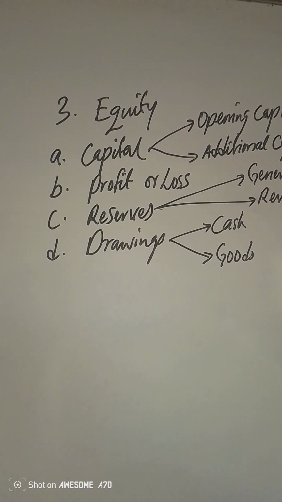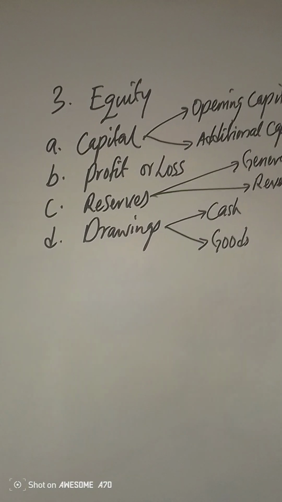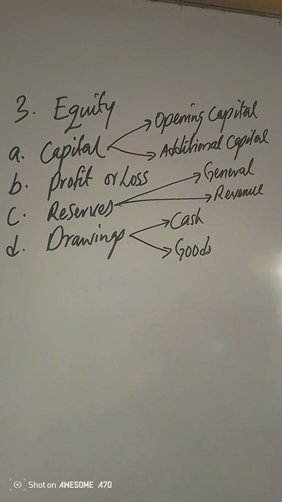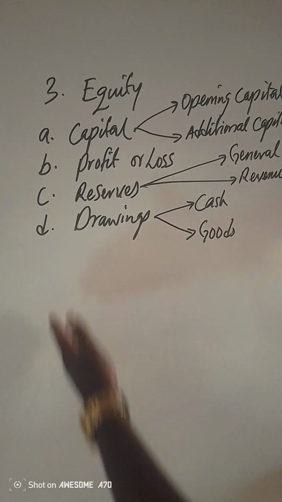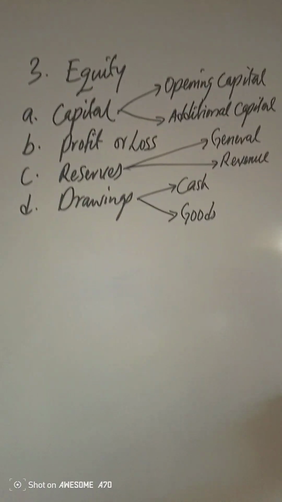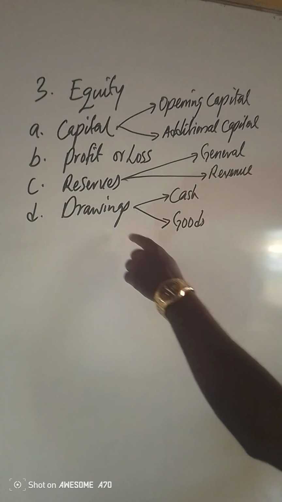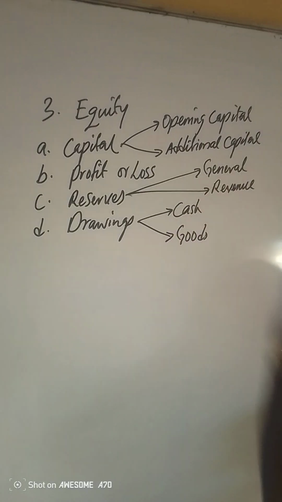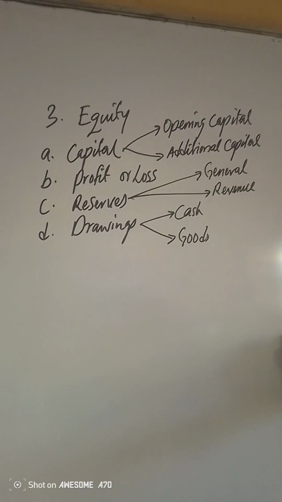Last but not least, we have what is called the drawings. The drawing is what the owner takes out of the business for private use, because the owner has the right to take something from the business for private use because it is his own business. So he can decide to take money out of the business at any time, but as he takes it, in accounting you must acknowledge it because of the business entity concept. And in drawings, we have basically two types. It's either the owner takes something out of the business in the form of cash or in the form of goods. So these are the common drawings taken out of the business for private use.